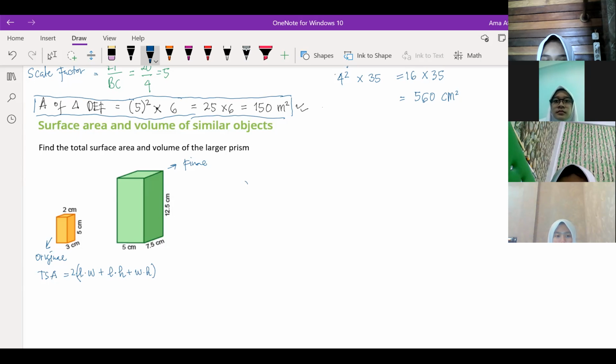All right, so now let's figure this out. Let's say the length is 2, the width is 3, and the height is 5. So 2 times 3 plus 2 times 5 plus 3 times 5. So it is 2 times 6 plus 10 plus 15.